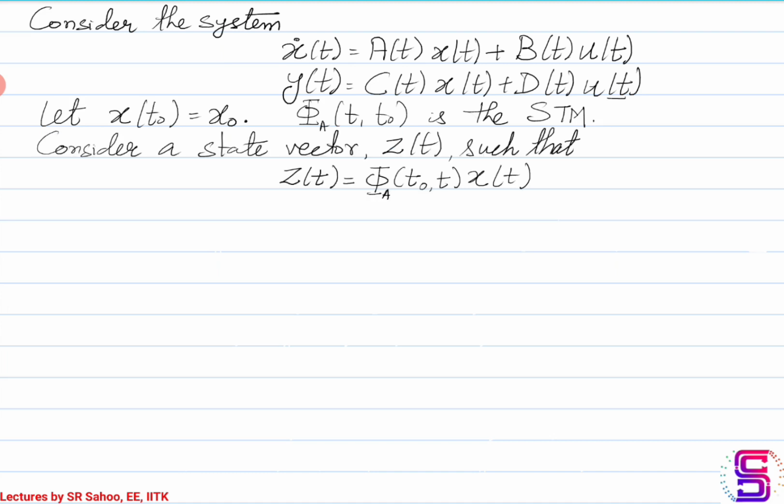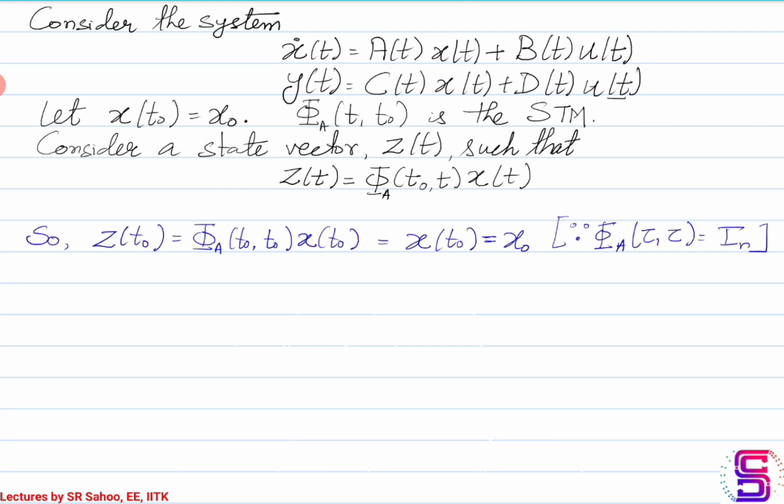Now consider a state vector represented by z(t), such that z(t) and x(t) are related through the state transition matrix Phi_A(t0, t). Please note that Phi_A(t0, t) is the inverse of Phi_A(t, t0). This is similar to the change of vectors that we had done, where we related z and x through a P inverse. We said that z will be equal to P inverse x. So here I am saying that z will be equal to the inverse of the state transition matrix times x. So z(t) is Phi_A(t0, t) x(t).